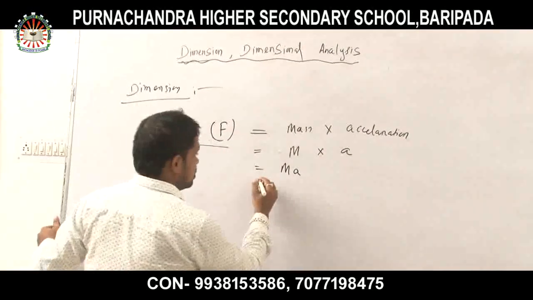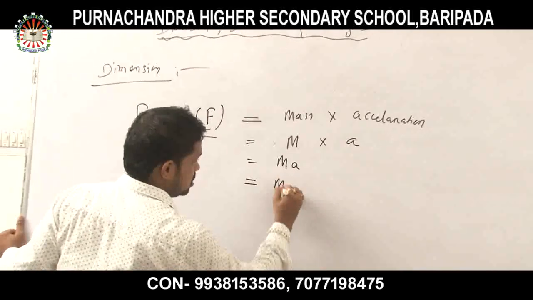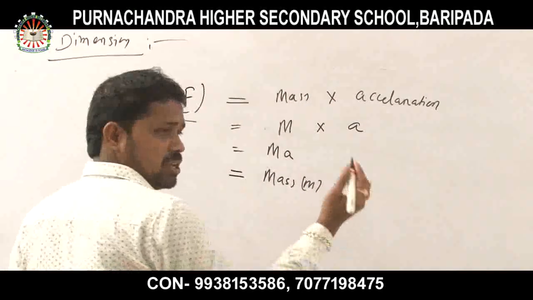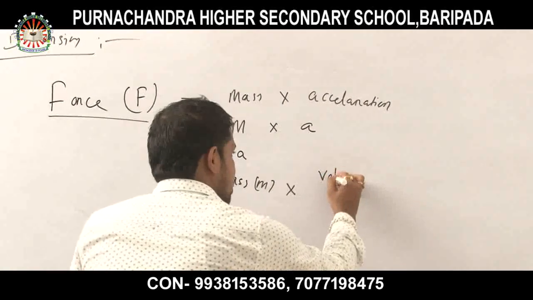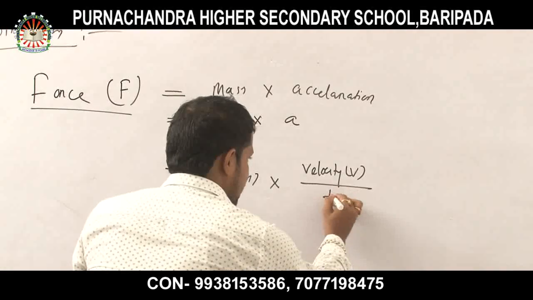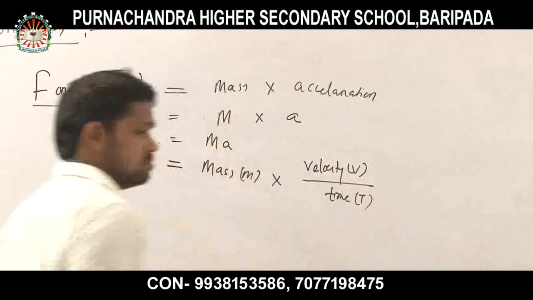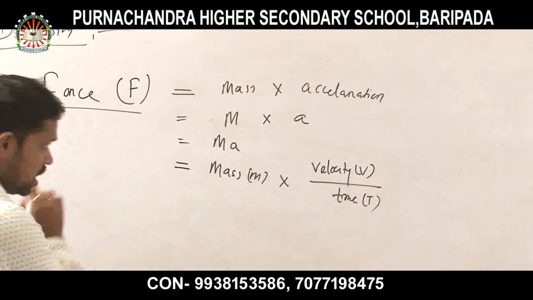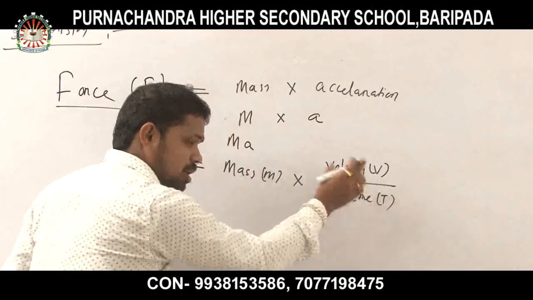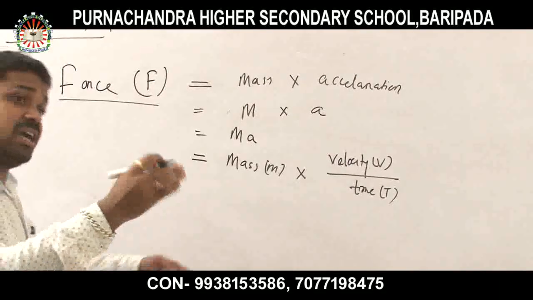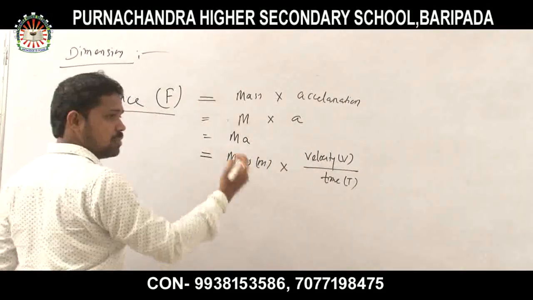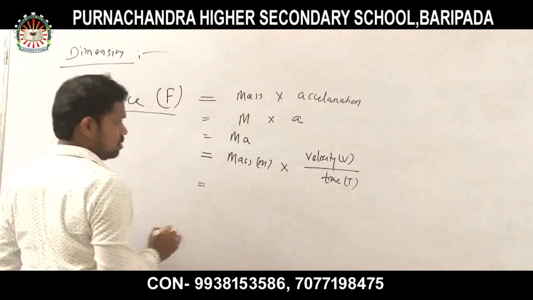So let us convert. This is mass m into the acceleration formula, which all of you know, velocity v divided by time t. Again, let us look at it. Mass is fundamental, time is fundamental, but velocity is not fundamental. Velocity is again a derived one. So again we will convert the velocity using the fundamental quantities.